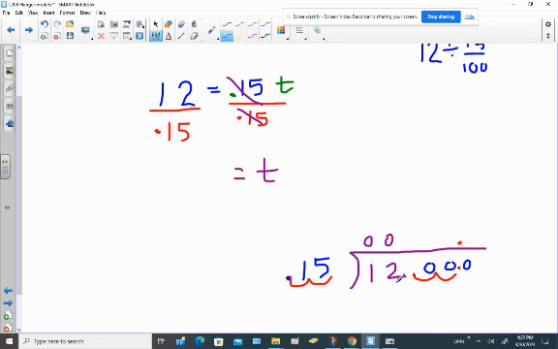It won't go into 12. So we're looking at 120 to start. Now make sure that you have a digit above this 0 and of course above this 0. Otherwise, you're going to make a mistake. So just be careful.